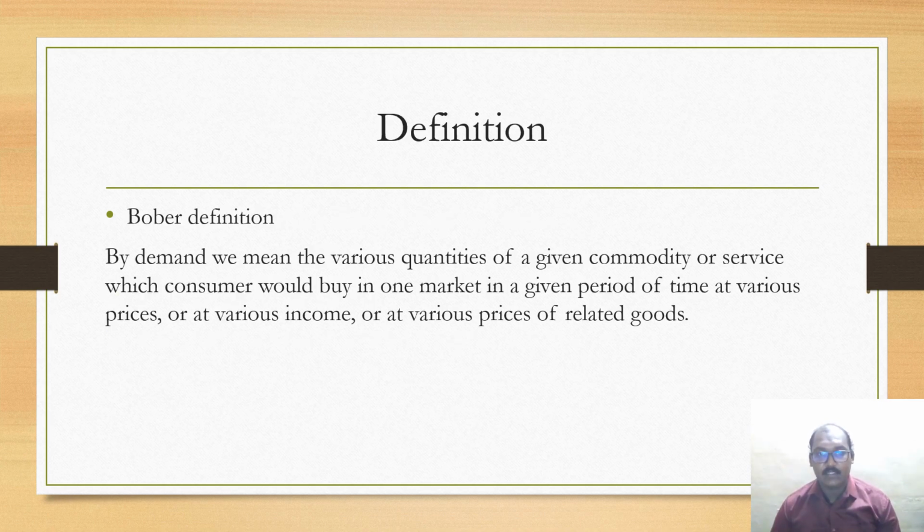The current slide shows the definition of demand given by Bauer. In this definition, he clearly says that it is the willingness of a customer to buy a quantity of things from the market or a seller in a particular period of time at various income levels. So this talks about the income level also.